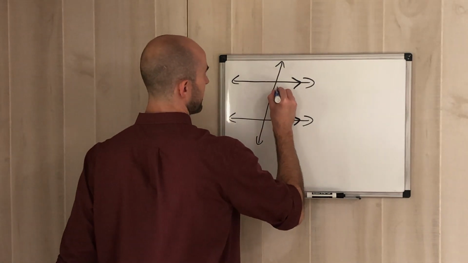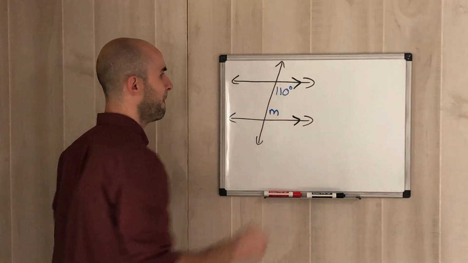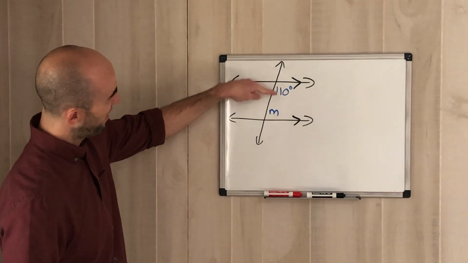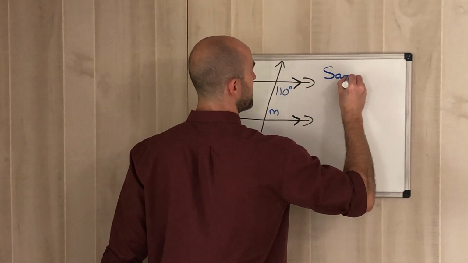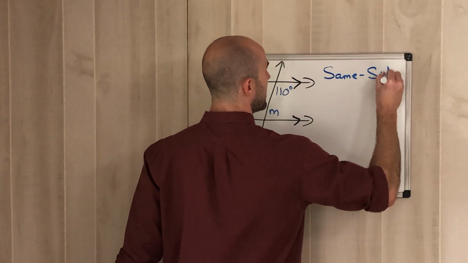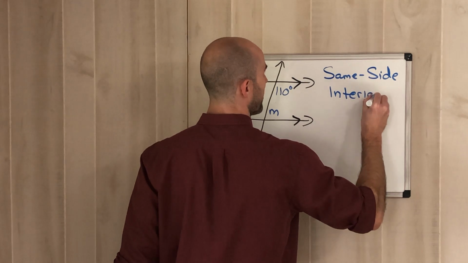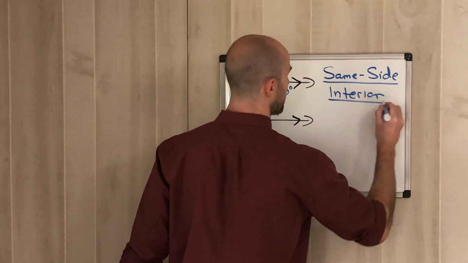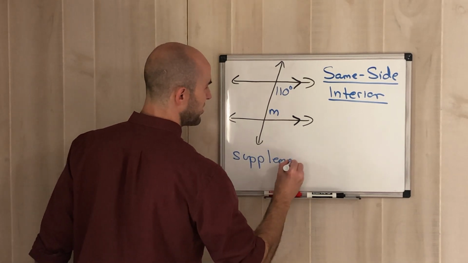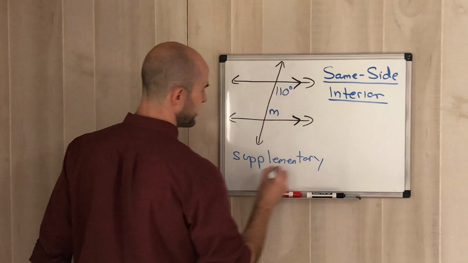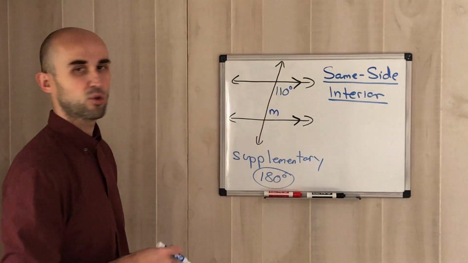So let's say that this here is 110 degrees. Let's say I wanted to solve for M. We know they're both on the inside and on the same side, so they're same side interior. And whenever it's same side interior, it's the only angle relationship that's different from all the other ones, because it's the only one that's going to be supplementary. Whenever you hear the word supplementary, always think two angles that add up to 180 degrees.